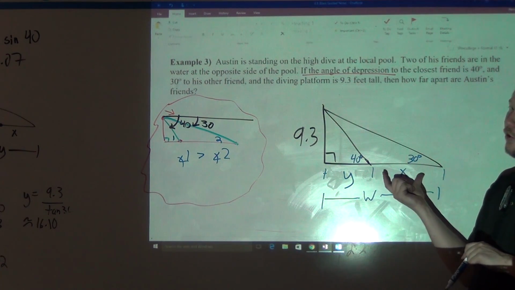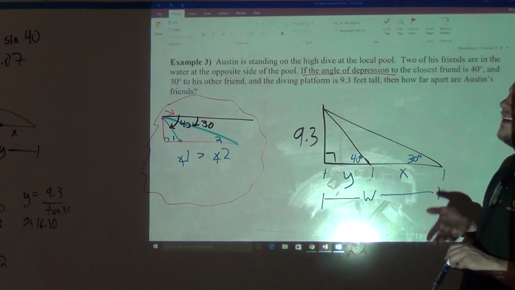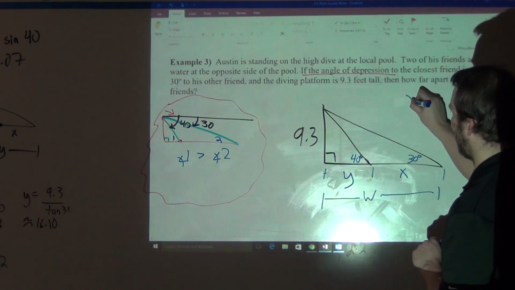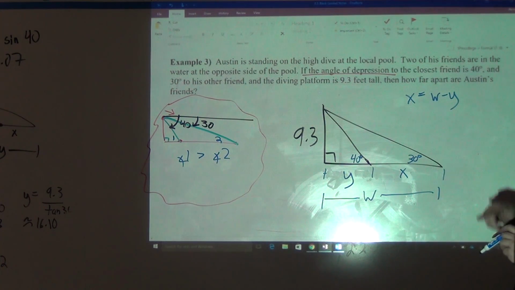So my end goal is to get x, but I'm going to have to get w and y in order to access what x is. X is going to be w minus y, the whole thing minus the part I know.